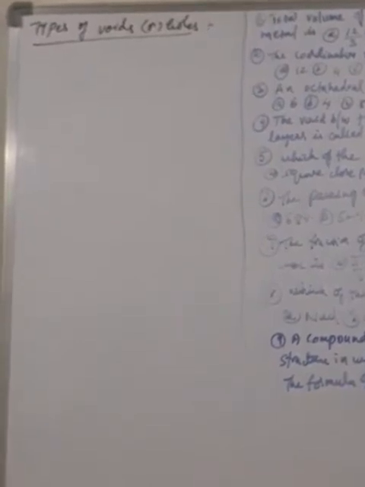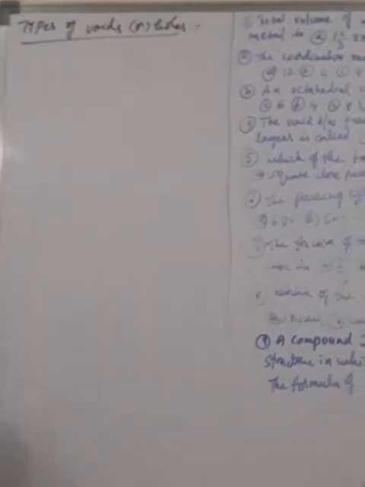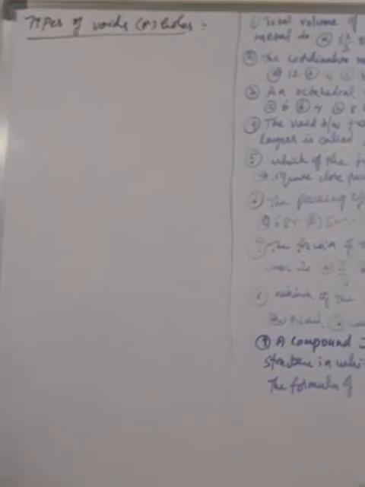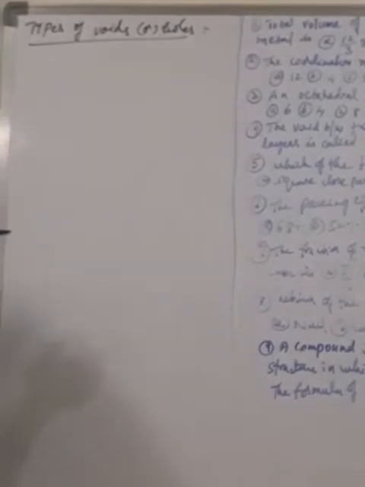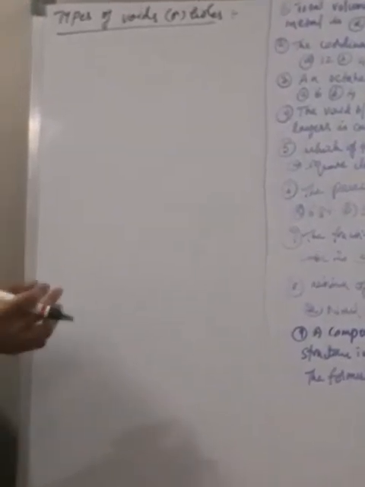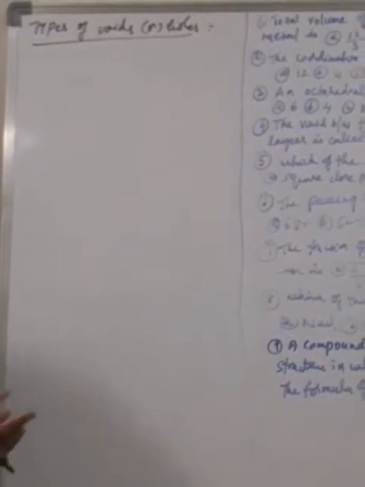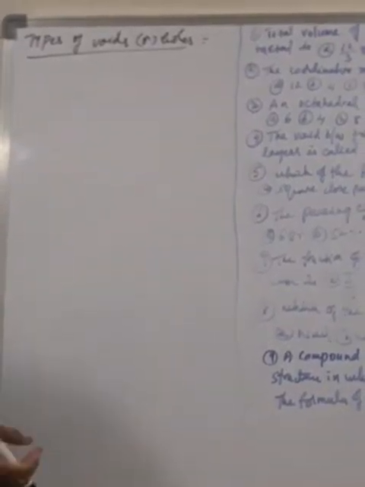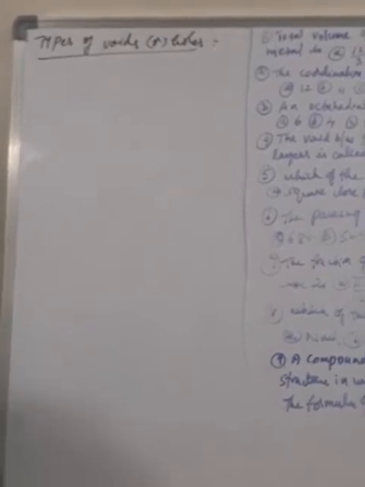Void space is the empty space present in the unit cells. In a simple cubic unit cell, 52% is occupied by spheres and 48% is void space. In FCC, HCP, and CCP, 74% is occupied by spheres and 26% is void space. In BCC, 68% is occupied by spheres and 32% is void space.